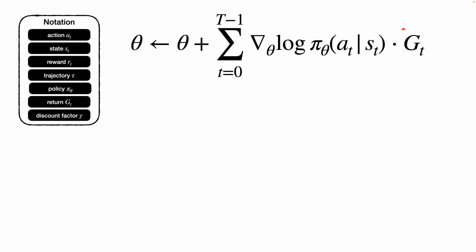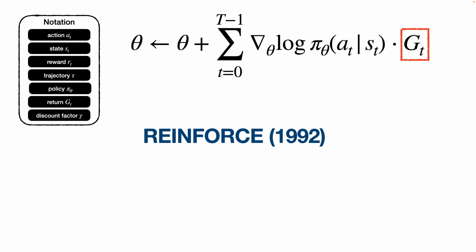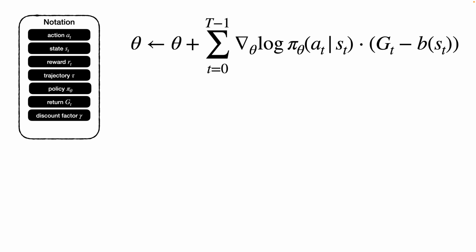So if we substitute GT in our policy gradient update, we basically reconstructed reinforce, which is the very first policy gradient method that was published back in 1992. This is the precursor of modern algorithms like GRPO and PPO. One variation of the reinforce algorithm is to subtract a baseline from the return.